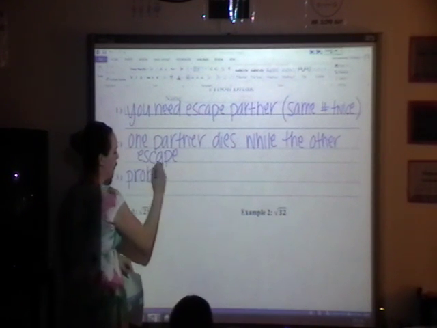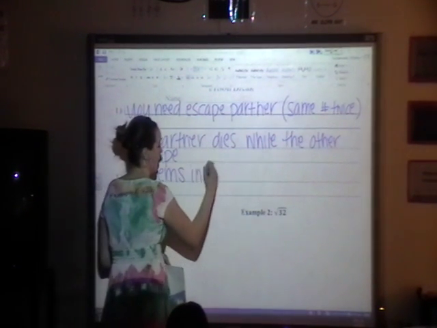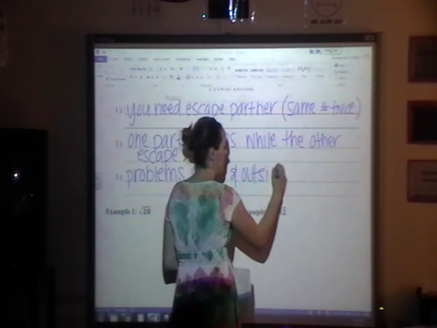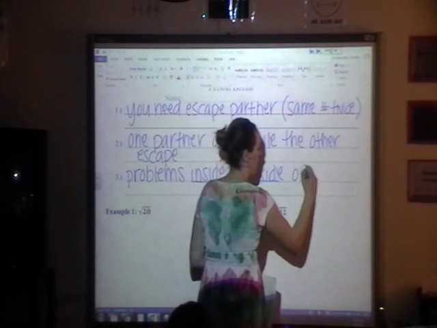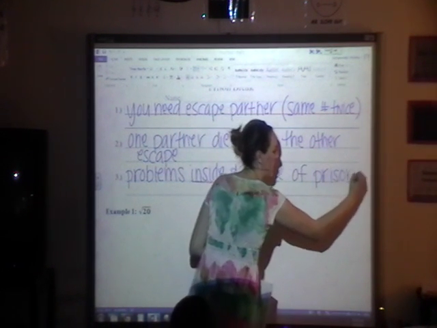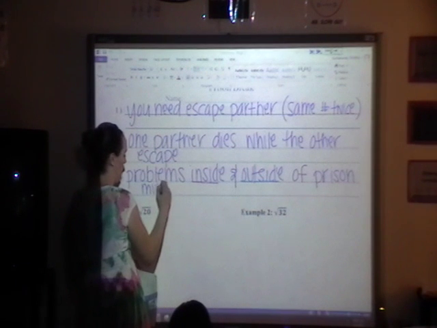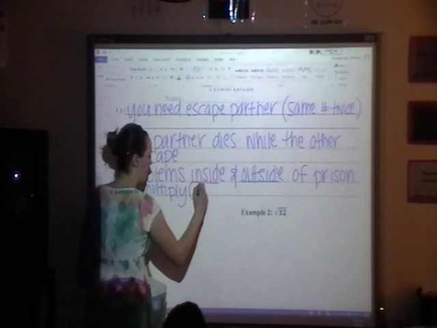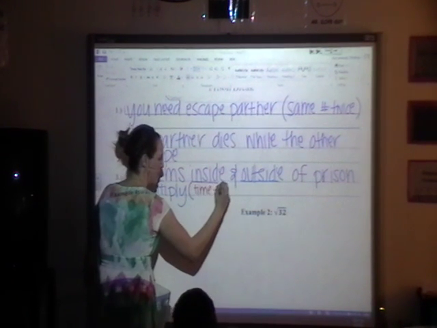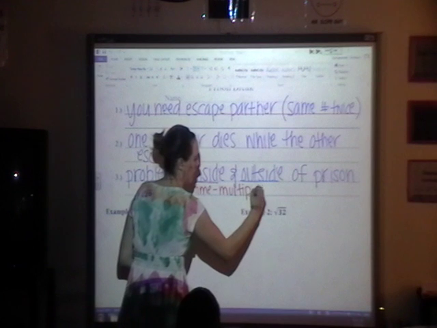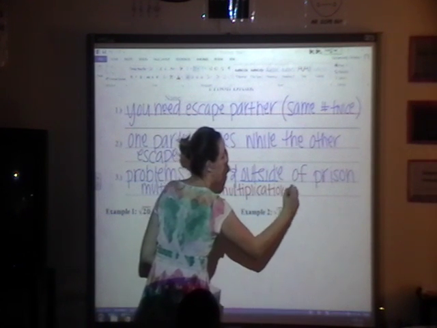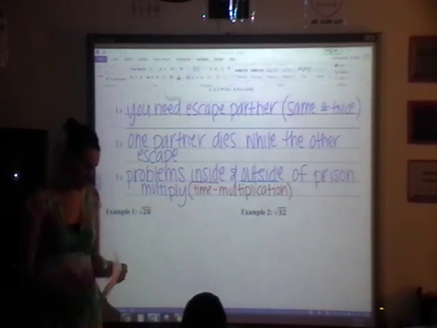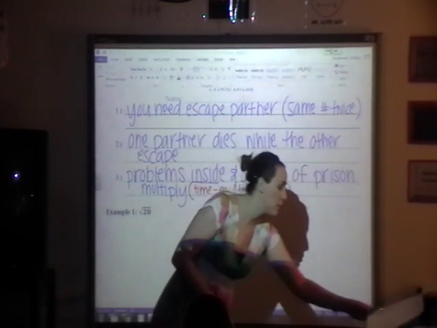The last thing: problems inside and outside of prison multiply. That has never been more true. When I say multiply, I mean we are going to times. There's going to be multiplication involved. So in problems inside and outside of prison, multiply.